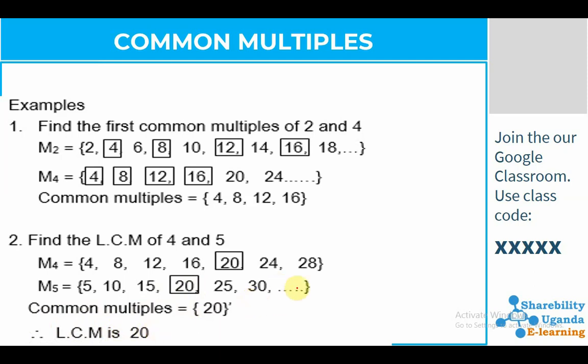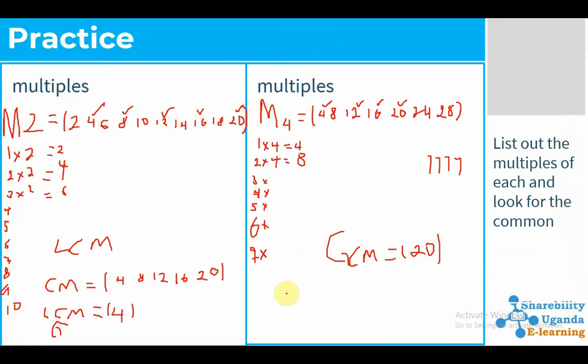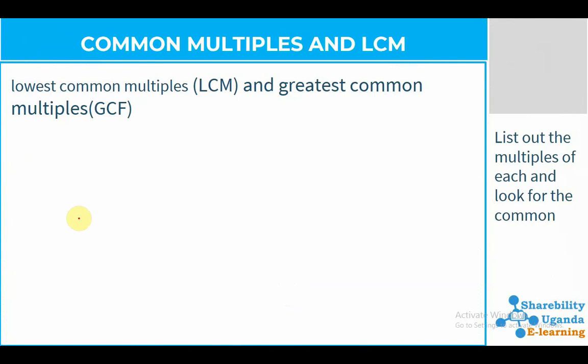If we had some other figures around here, moving forward, we would be able to identify the common multiples. Okay, so that is how we solve numbers pertaining to common multiples. Here we've been seeing how we can get the LCM and the greatest common multiple.